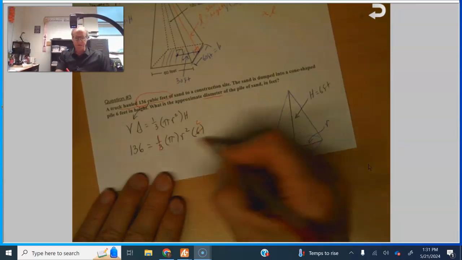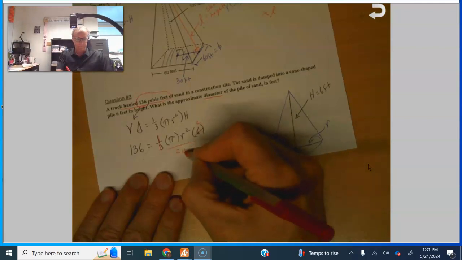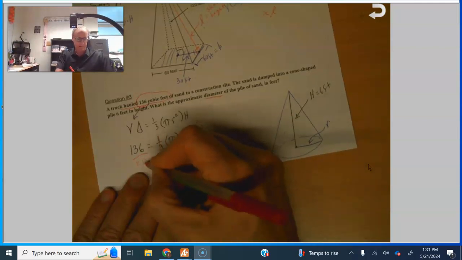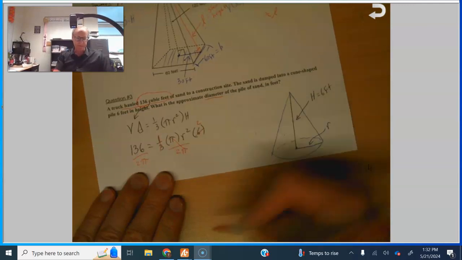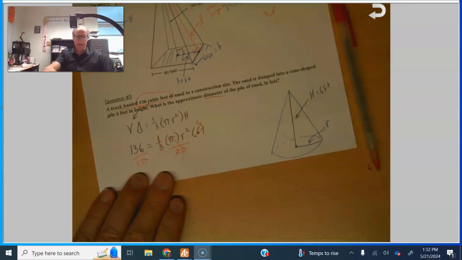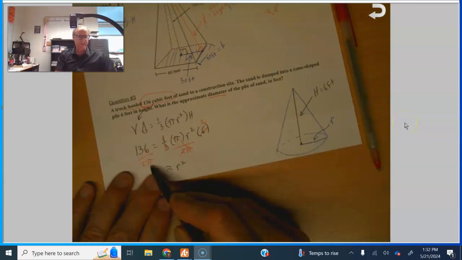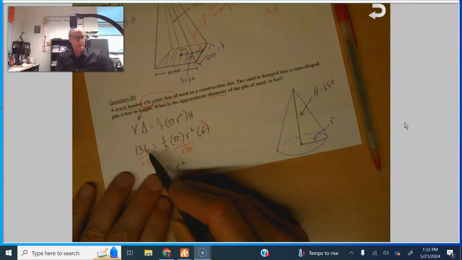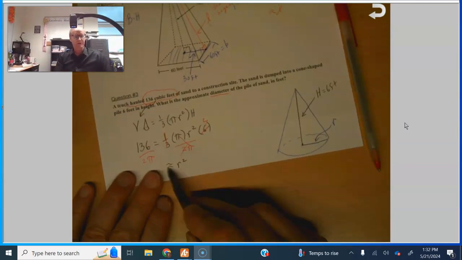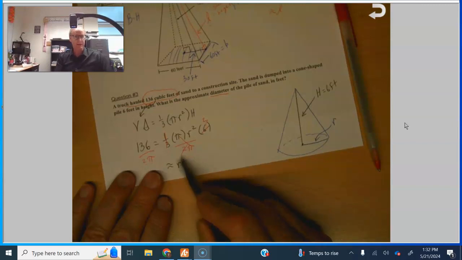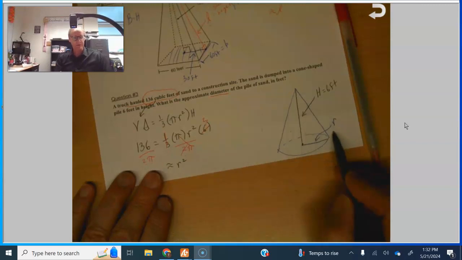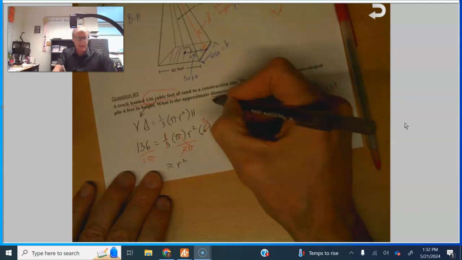So I'm going to divide by 2 pi on both sides. I'm just doing simple algebra. The pi's cancel and the 2's cancel. And I end up with r squared. This is about 6 point something, and it looks like you're going to get something like 22. Anyway, I'm going to have to take the square root of this when I get it, and then I'm going to find my radius, and this is going to be in feet. I still have to find the diameter because that's what they asked for.